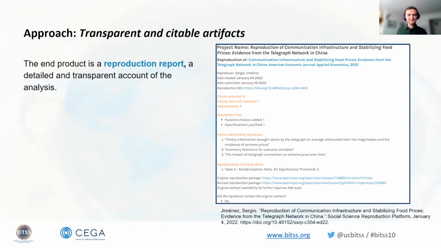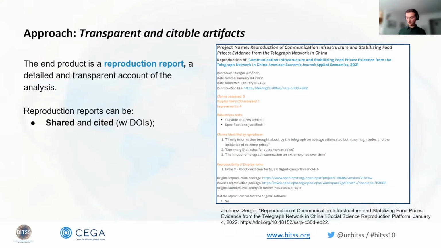You can see the paper that was reproduced, the number of claims, the name of the reproducer, and the actual claims that were identified. There are also links to both the original reproduction package and the revised one that the reproducer themselves worked on and developed. Reproduction reports are essentially scholarly artifacts in their own right, so they can be shared and cited.